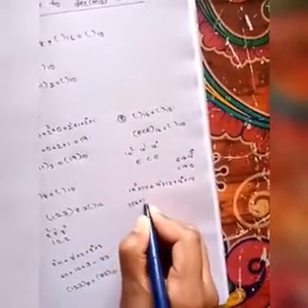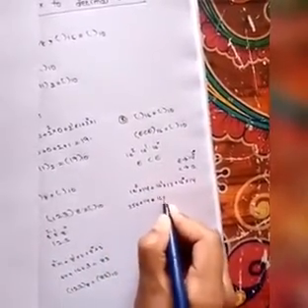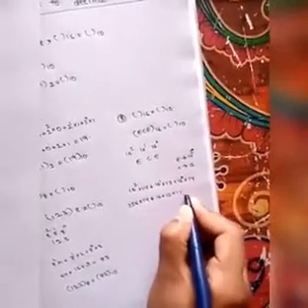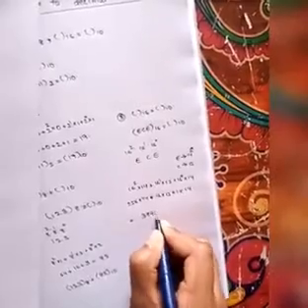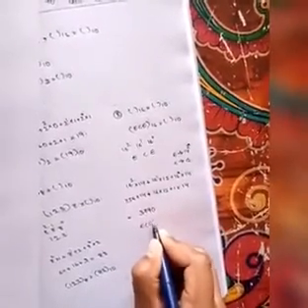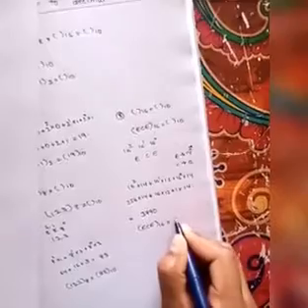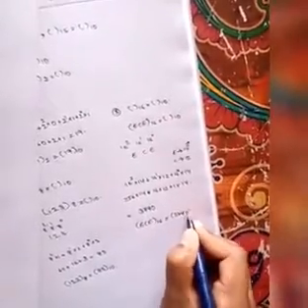256 into 14 plus 16 into 12 plus 1 into 14. So we get the overall answer as 3790. So ECE to the base 16 is converted into 3790 to the base 10.